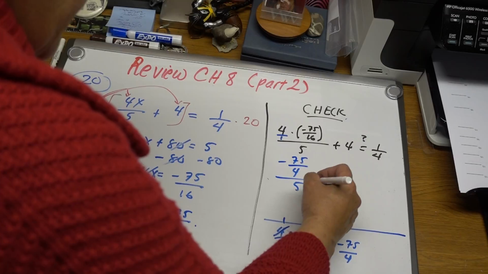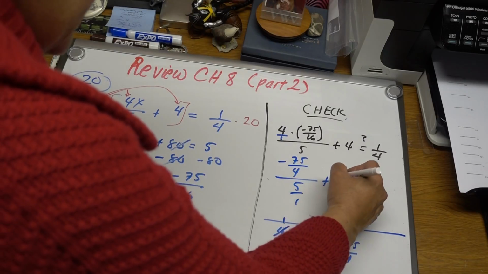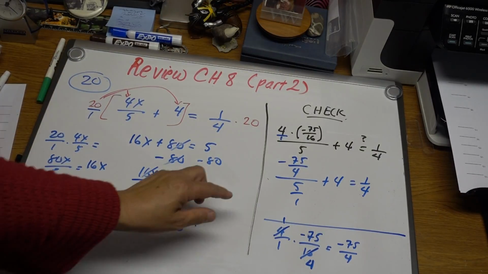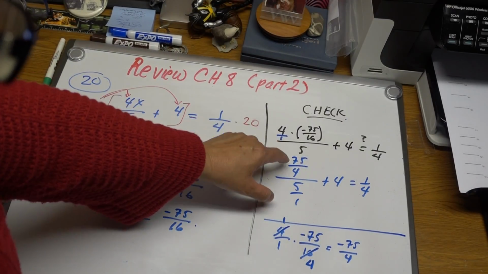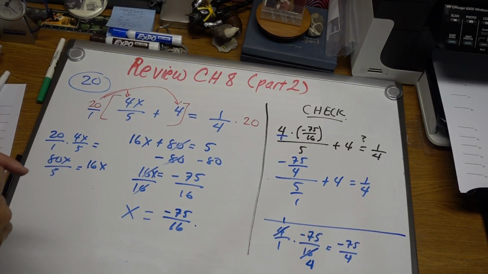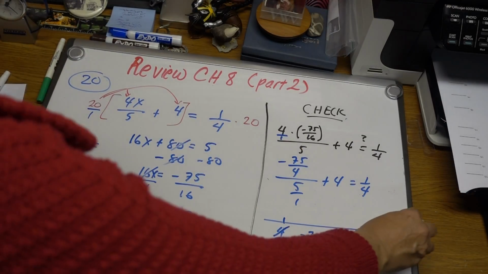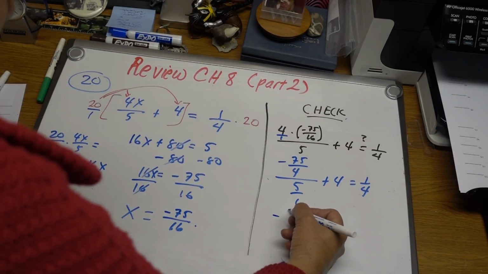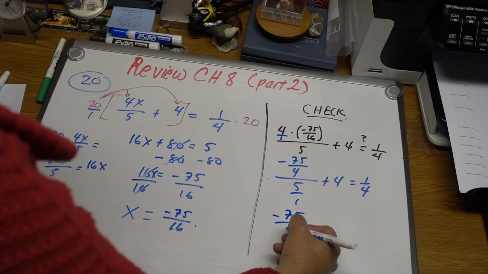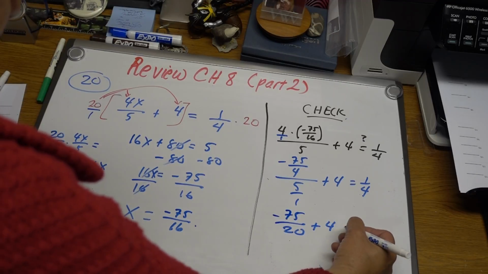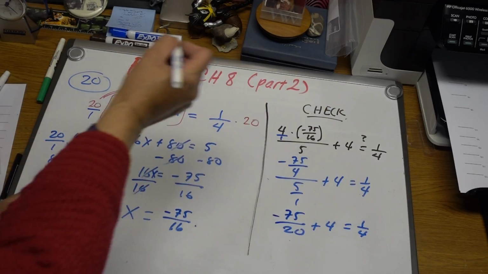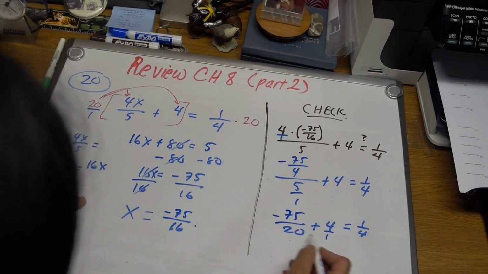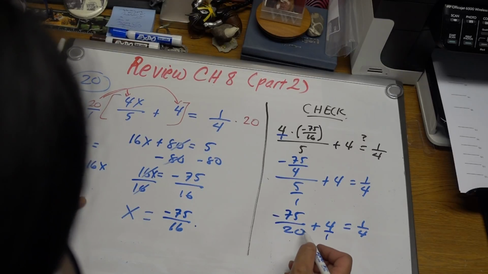So we have negative 75 over 4 over 5 over 1 plus 4, it should be 1/4. Then you multiply the top and the bottom. It's negative 75 over 20 plus 4, it should be 1/4. Remember, we are trying to get 1/4 from here. Put 1 underneath to add these two things.